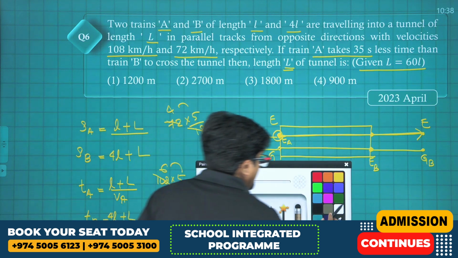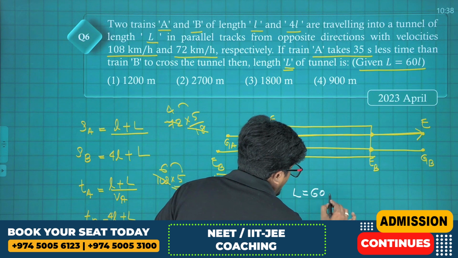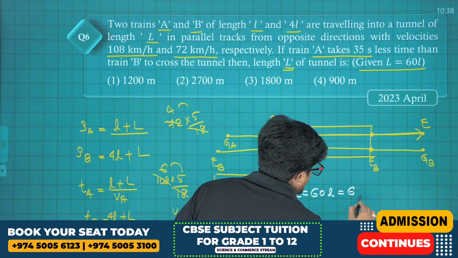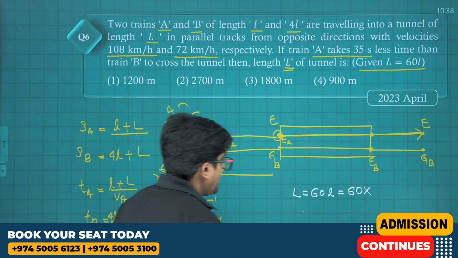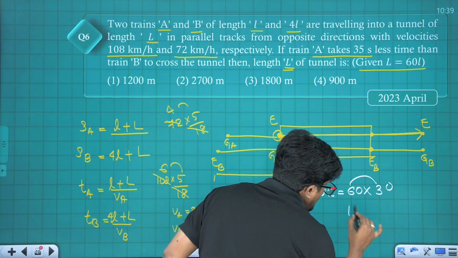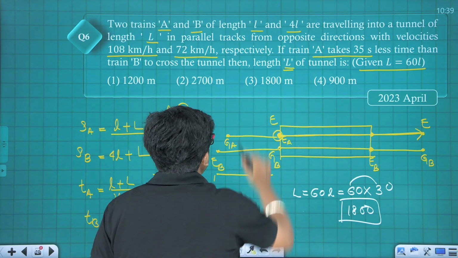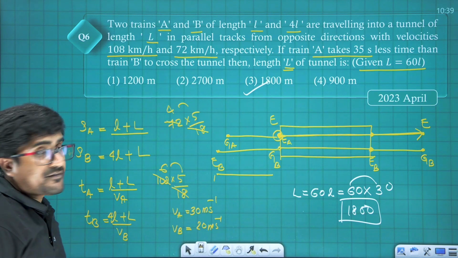So finally, capital L is equal to 6 times small letter L, that is not 6 times, 60 times. 60 into, what was small letter L? Small letter L was 30. 6 3s are 18, so 1800 is the final answer. That means option C must be the correct answer in this case. I believe you got it right.